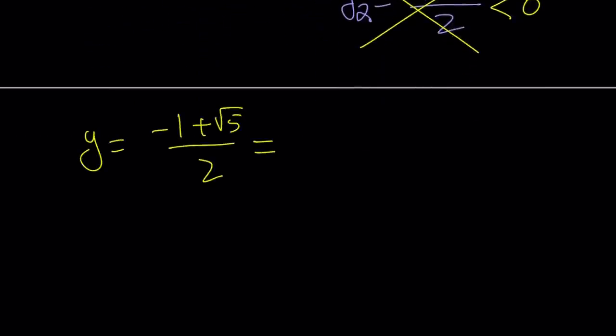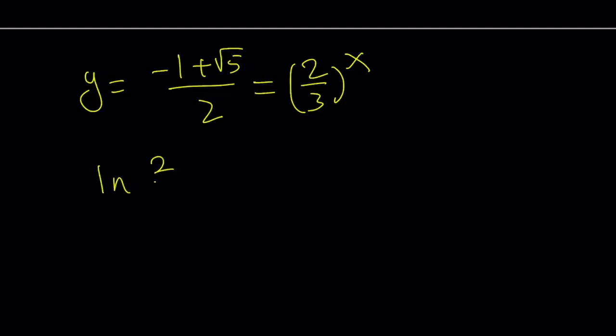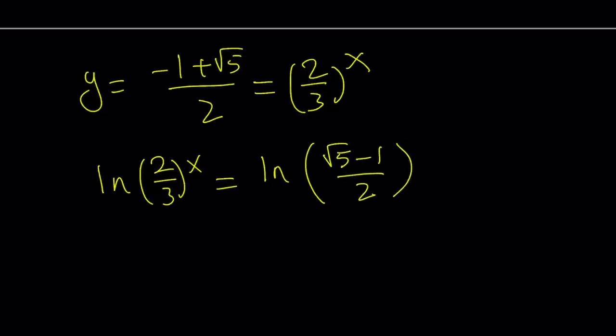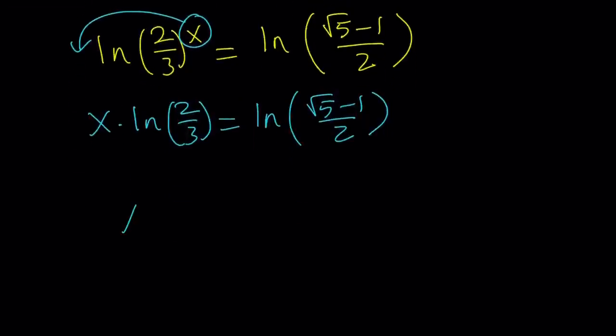And that's supposed to equal 2 over 3 to the power x. This is the most fun part. We're going to solve for x, so we're going to bring down the exponent. Let's ln both sides. I know some people say you can't say ln both sides. Yes, you can. Why not? You don't have to say the natural logarithm; it's too long. Anyways, we can bring this x to the front. And now we got x times ln 2/3 equals ln of square root of 5 minus 1 over 2. And finally, if you divide both sides by ln 2/3, you get the solution, the only solution to this equation.